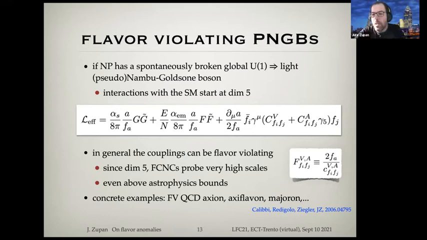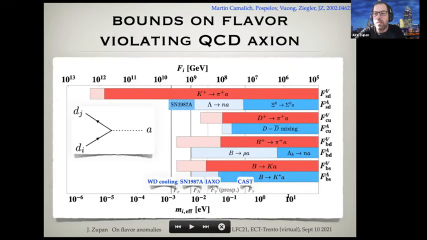There are concrete examples of these PNGBs. For instance, you could have a QCD axion that is flavor violating, or even if it's connected to the flavor symmetry, then it carries a different name, axiflavon. Or if it's connected with the lepton symmetry breaking, then it carries the name of Majoron. All right, so let's see where we are.